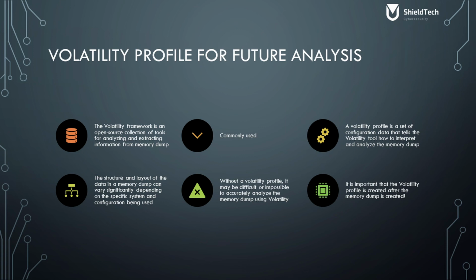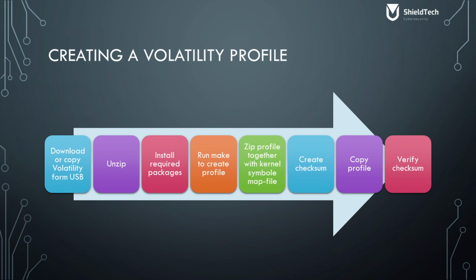The reason for creating a Volatility profile is that the structure and data layout of the memory dump can vary significantly depending on the specific system and configuration being used. A Volatility profile allows the Volatility tool to understand the specific layout and organization of the data in the memory dump and extract meaningful information from it. Without a Volatility profile, it may be difficult or impossible to accurately analyze the memory dump using Volatility. For this reason, it is wise to create a Volatility profile when capturing the memory dump. Let's have a quick look at the process of doing so.